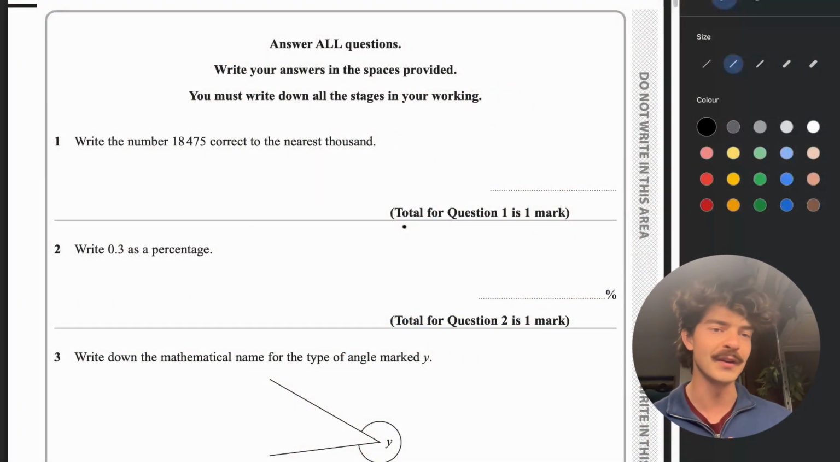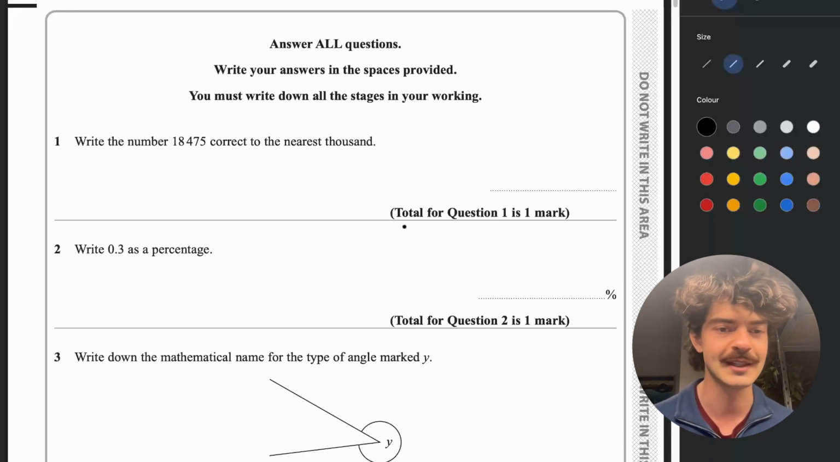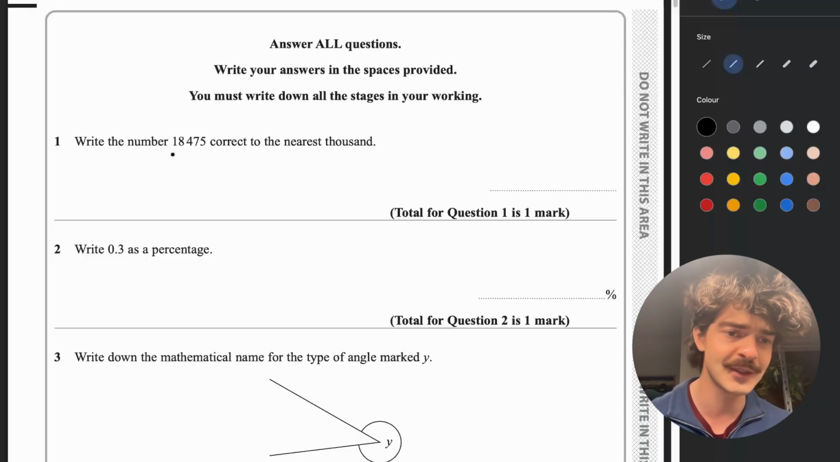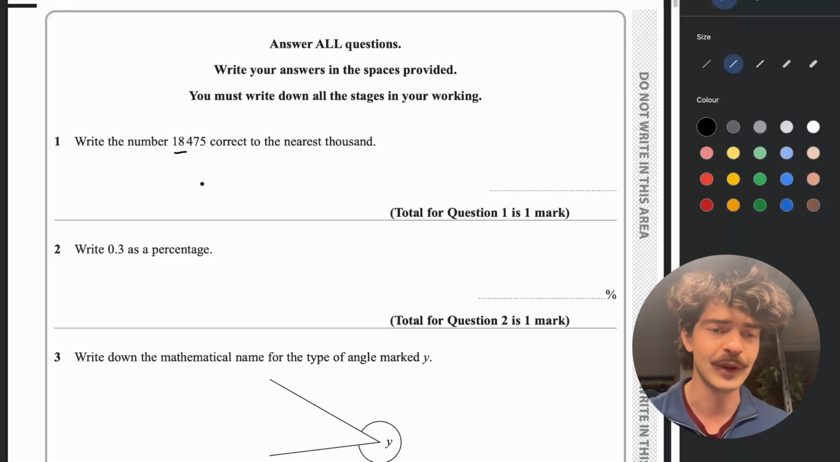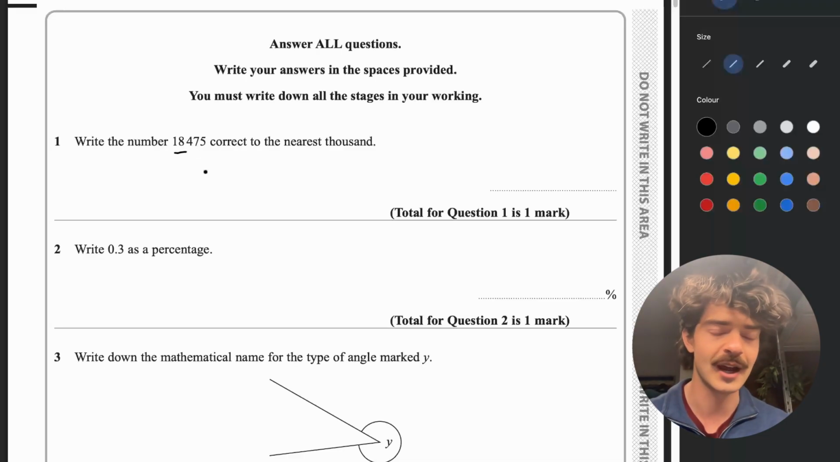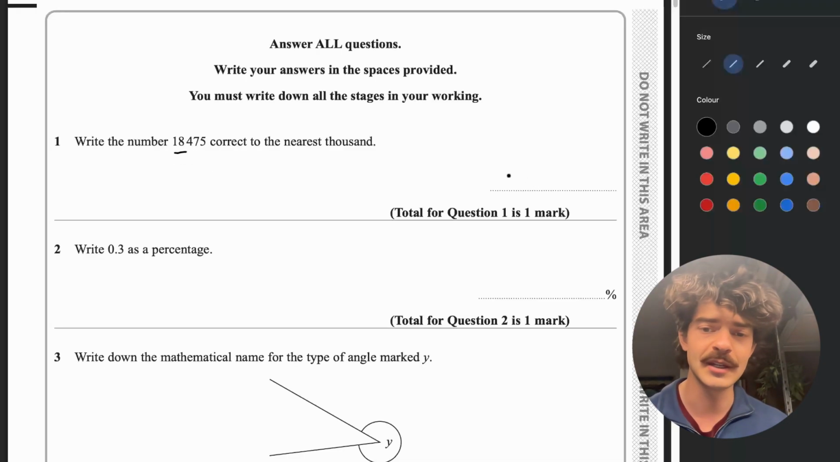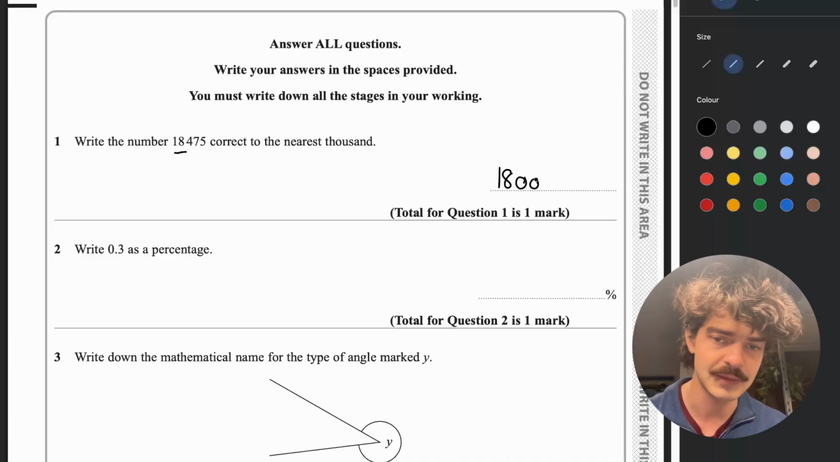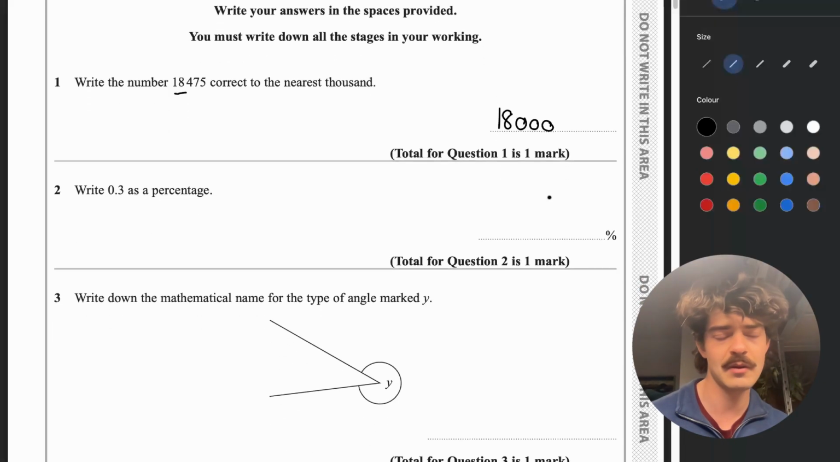So, firstly, we've got: write 18,475 correct to the nearest thousand. So, looking at our thousands digits over here, we've got our current thousands being 8. The next digit after it, the hundreds, is a 4, so we're going to have to round down, leaving us with 18,000. Cool. There we go.